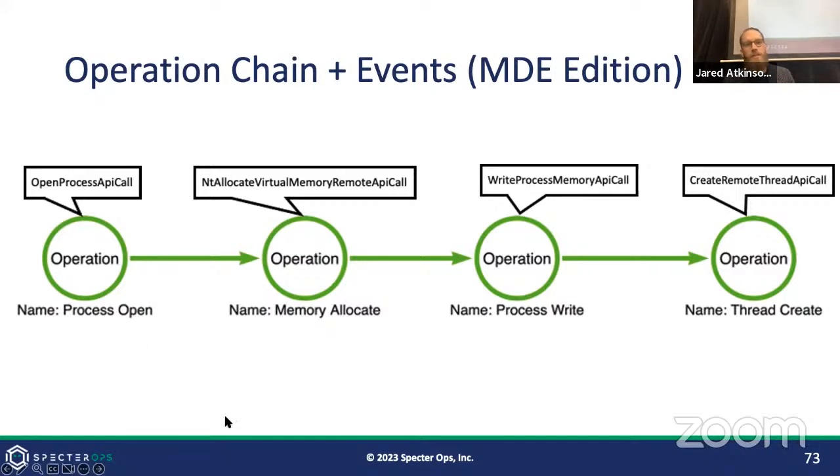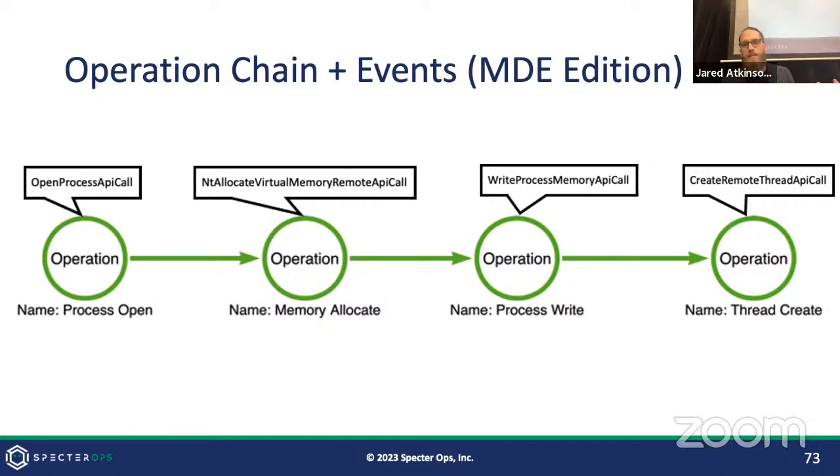Now, they've actually named the events after the high-level function, but the logging occurs in the kernel, so it actually gets the whole call stack, basically. There are some caveats with MDE where it does some filtering. For instance, Olaf's the expert on this, but OpenProcess, I think, only applies to LSASS. So some of them aren't going to be comprehensive. However, there is an event that corresponds with each operation in this operation chain.